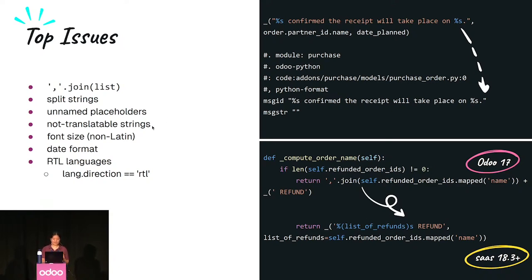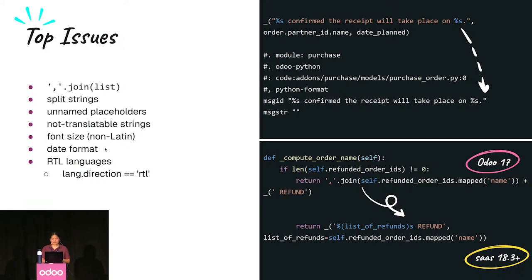Another issue is non-translatable strings, which I'm going to talk a little bit more about later. Another issue I've seen a few times is font size can sometimes get a little strange for non-Latin languages. This mostly comes up in website, and with that, you have to do extra styling to make sure that things don't overlap. Typically the issue is they overlap due to the size not being correct, and then it looks really bad in that language.